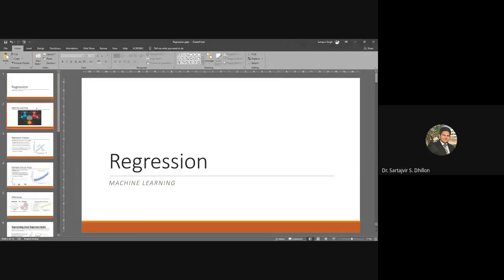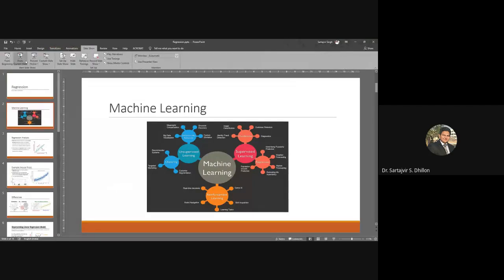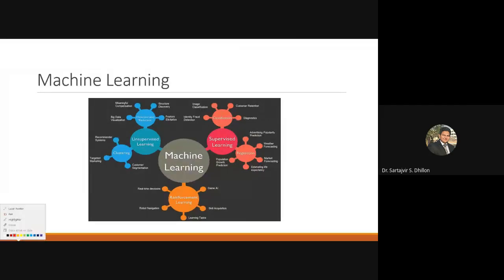So, in machine learning, currently we have done the unsupervised part, and we have covered the classification part of supervised learning. And in this week we are going to do regression analysis. Where can we use regression analysis? Basically we use it for forecasting or prediction purposes.